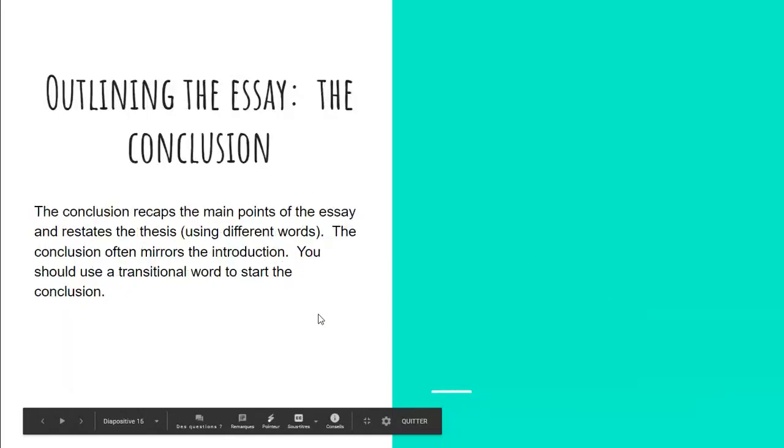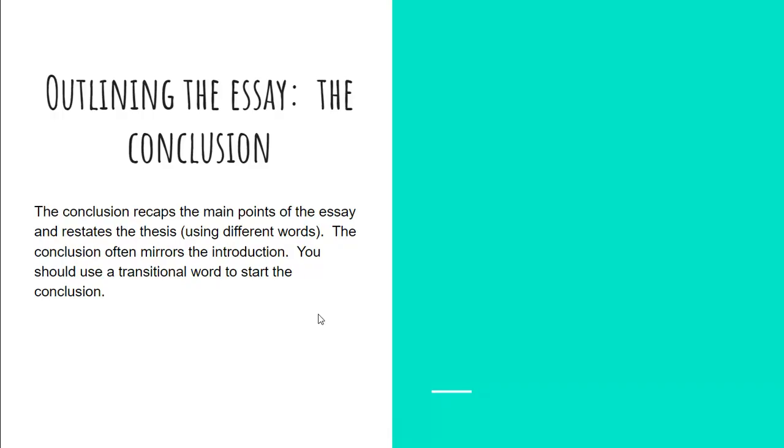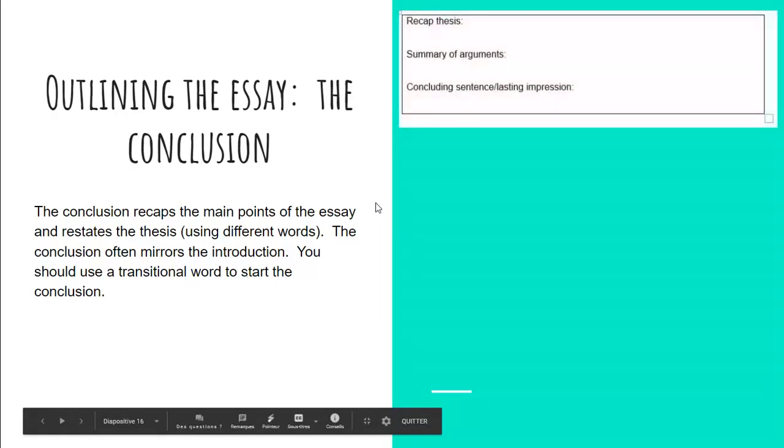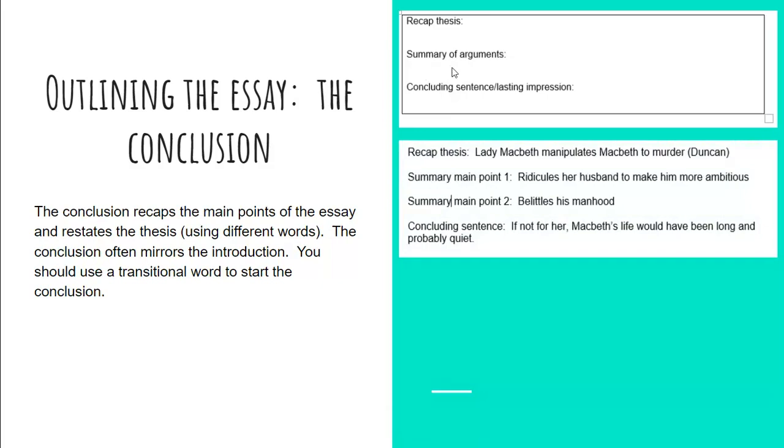For the conclusion, you'll need to recap the main points of the essay and restate the thesis, but you do this using different words. The conclusion often mirrors the introduction, but again, uses different words. That's very important. You can't just take your introduction and stick it in your conclusion. You should use a transitional word to start your conclusion. So recap thesis, summary of arguments, concluding sentence.